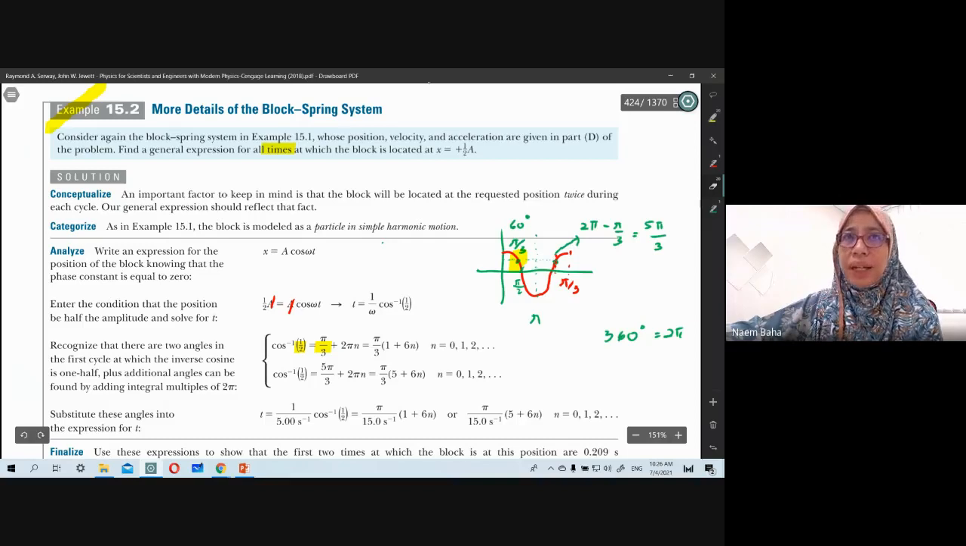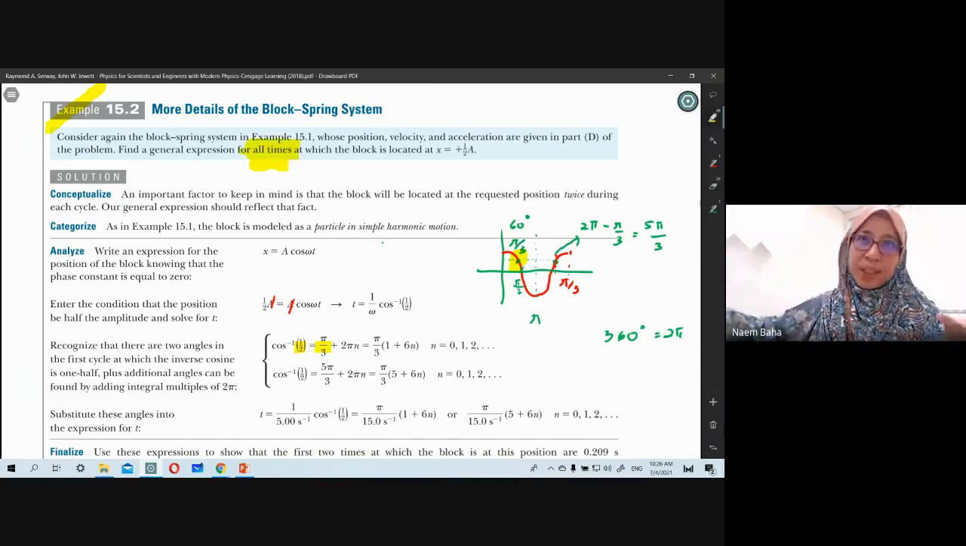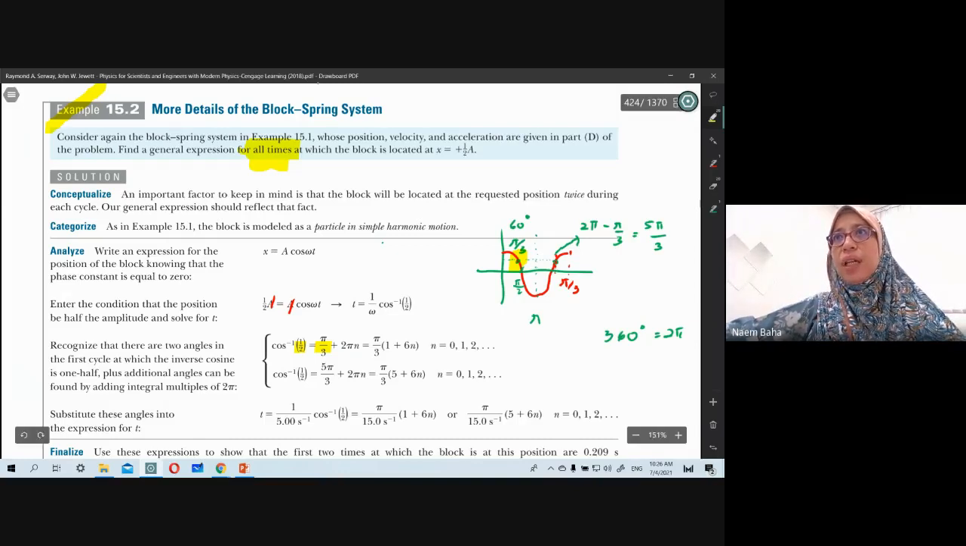Bear in mind, they want all the times. The question is asking you all. When it's asking all, it means more than one cycle. So this is one cycle. From here to here is one cycle. This is one cycle. So they want more.